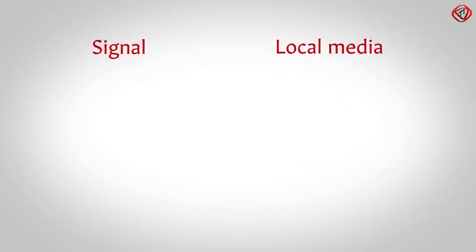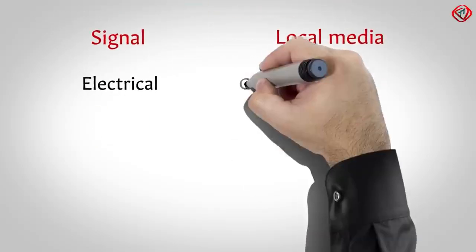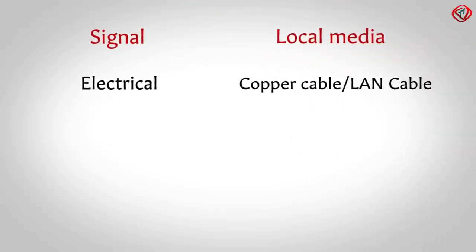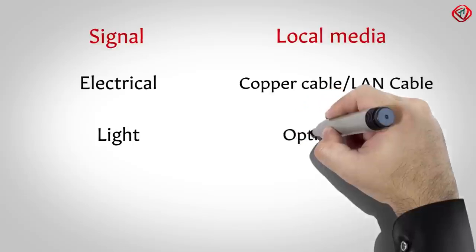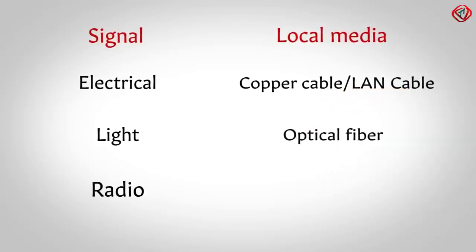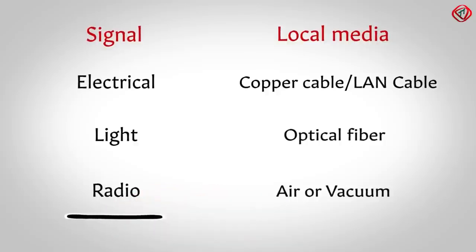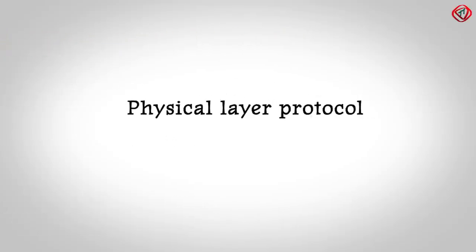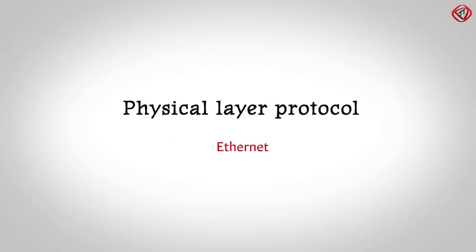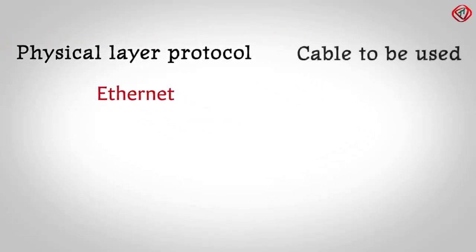The signal can be electrical if the local media is copper cable or LAN cable, the light signal in case of optical fiber, and a radio signal in case of air or vacuum. So, the signal generated by the physical layer depends on the type of media used to connect the two devices. The most common protocol used at the physical layer is Ethernet. The protocol also specifies the type of cables that can be used for data transmission.